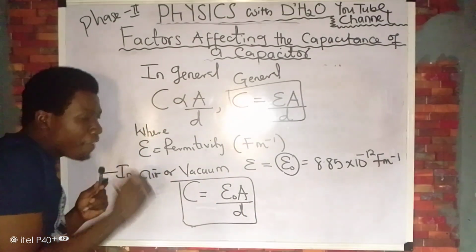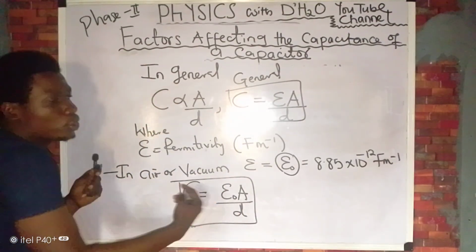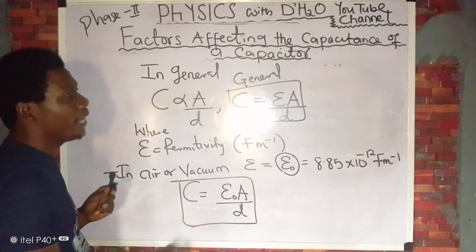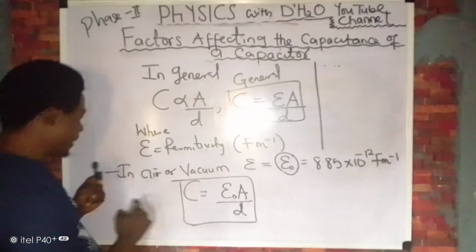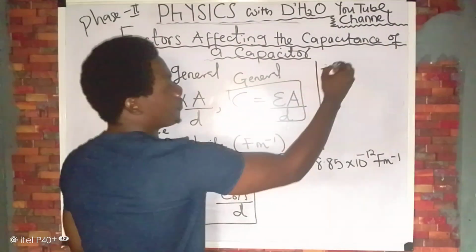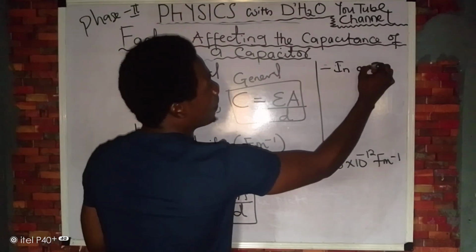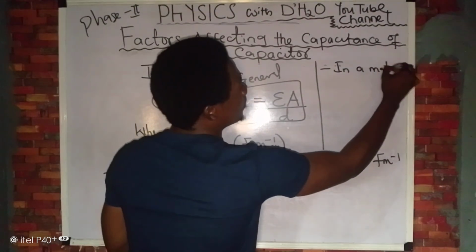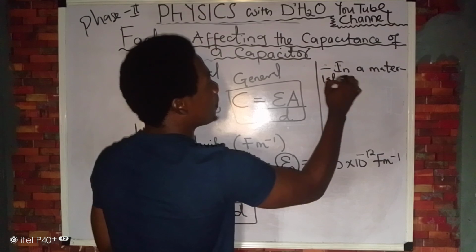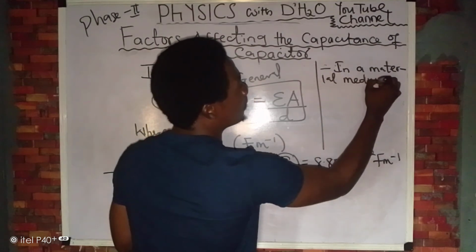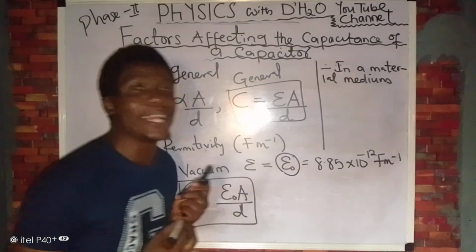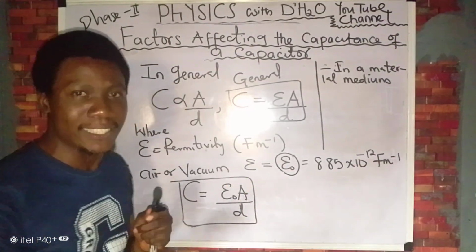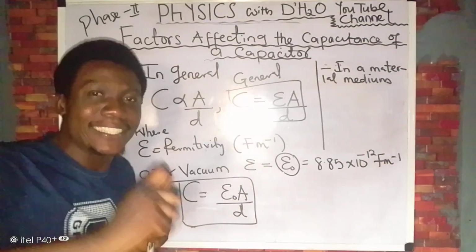This one is referring to air being the insulator between the plates. Okay, now I'll give you another instance: in a material medium. What do I mean? I'm saying if there is a glass between the plates, as there's a material recorded there.